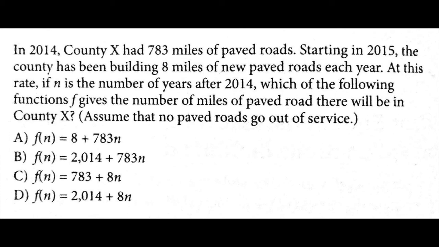Therefore, you can use the elimination method to rule out options A and B, as they do not include 8n. This leaves you with options C and D. Now, all you have to do is identify the y-intercept, or the starting point, assuming that n equals 0. In this case, n equals 0 represents the year 2014, and the very first sentence tells you that there were 783 miles of paved road at this time. Therefore, the correct answer is option C.